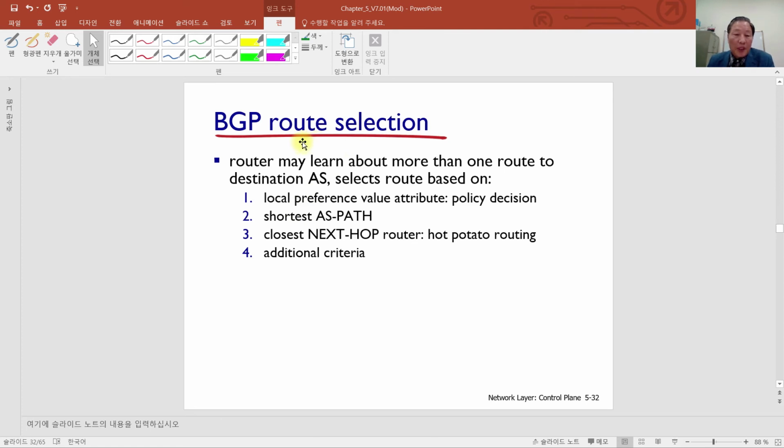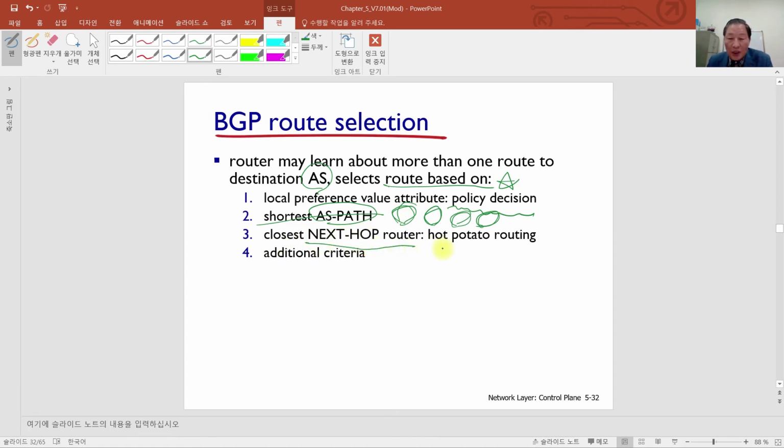Okay, this one explains the BGP route selection. A router may learn about more than one route to a destination autonomous system. Select the route based on the following, which is also explained in the video note. Local preference value attribute is the first decision. Then the shortest AS path: the number of ASes to go through is considered, and if the AS path is smaller, then that will be chosen.